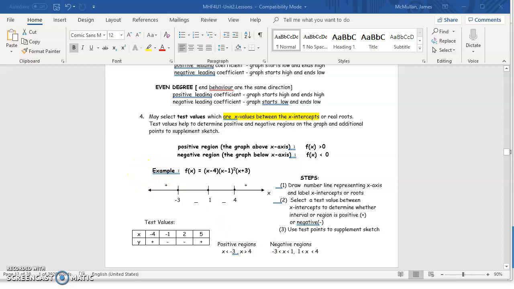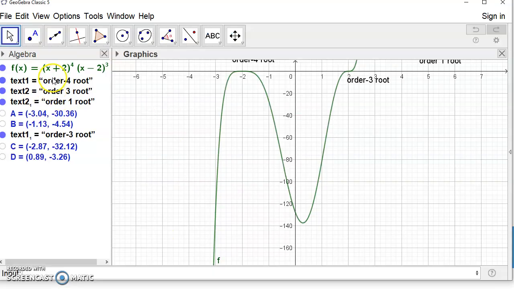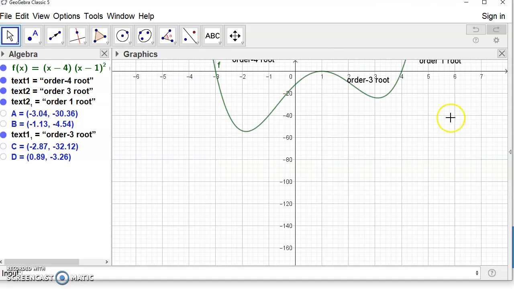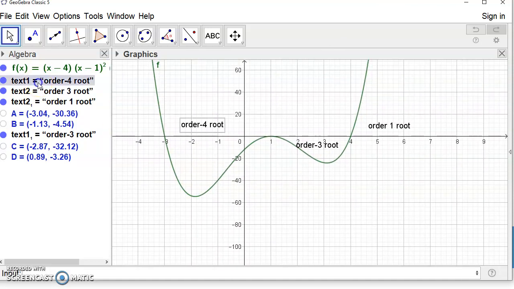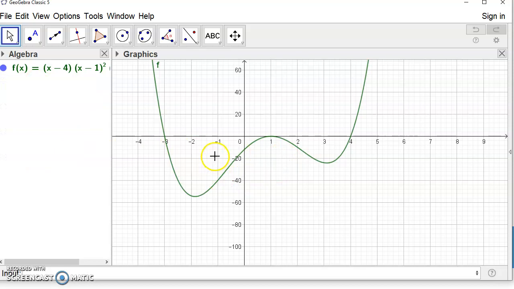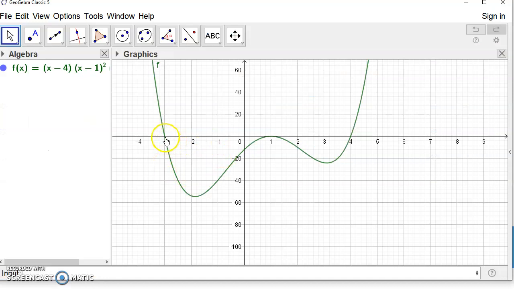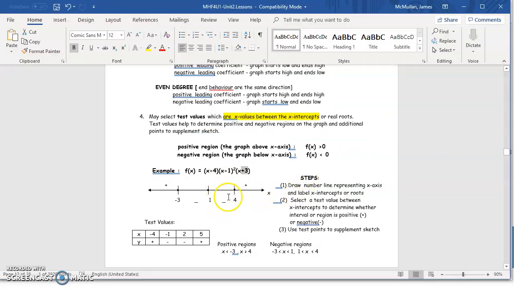Let's draw the function so we can compare it. It's x minus 4, x minus 1 squared, and x plus 3. Okay? And look at what our little table suggested would happen. Left of negative 3, the function's positive. In between negative 3 and 1, it's negative. Negative 3 to 1 is all negative. It's 0 at 1, but then it's negative again, and then it's positive on the other side of 4.